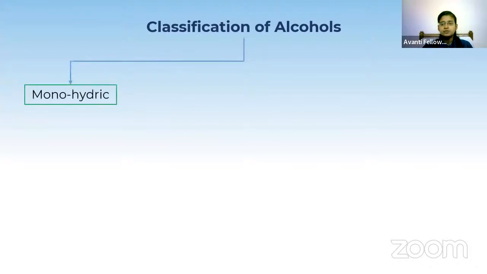I will move on to the classification of alcohol first. First of all, it is classified into three based on the number of OH groups present in the compound. The first is monohydric. Mono means one, so if only one OH group is present in the compound, it is called a monohydric alcohol. For example, C2H5OH, which is called ethanol. This ethanol has only one OH group present inside it, so it is an example of a monohydric alcohol.